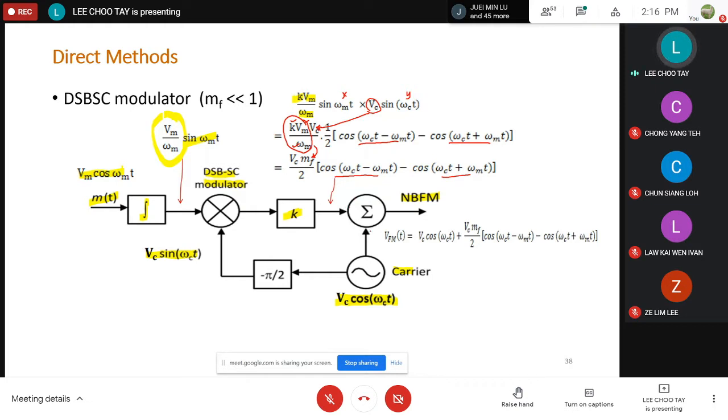Then we add these two signals together with the carrier signal. So that will give us the carrier here plus the two sidebands. All right, where the upper sideband basically is 180 degrees out of phase. Right, so this is, again, similar to your double sideband full carrier signal.